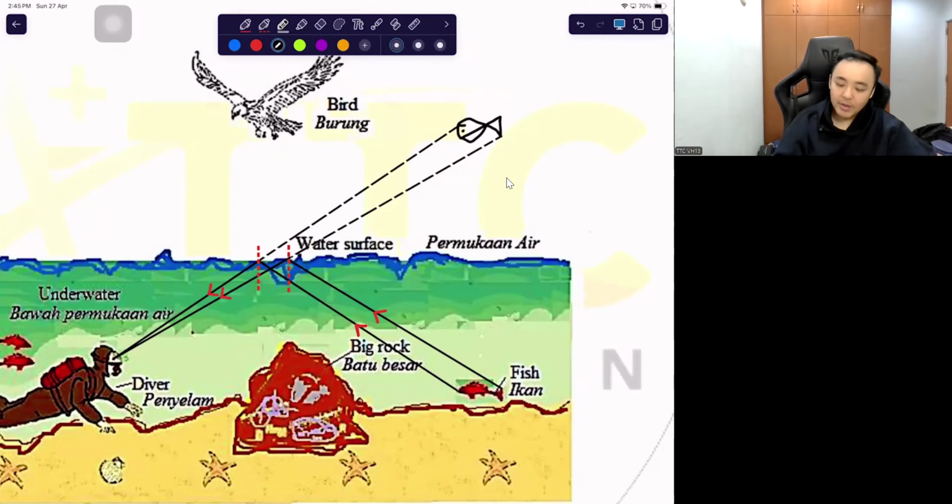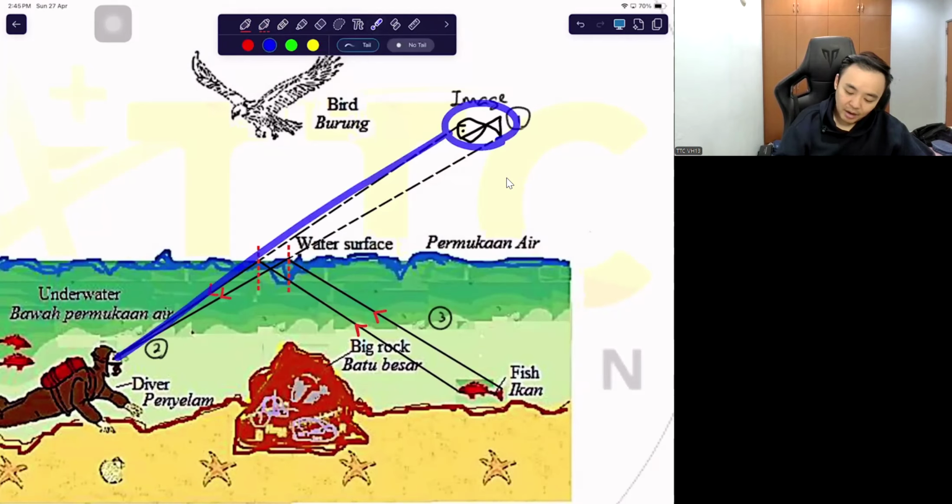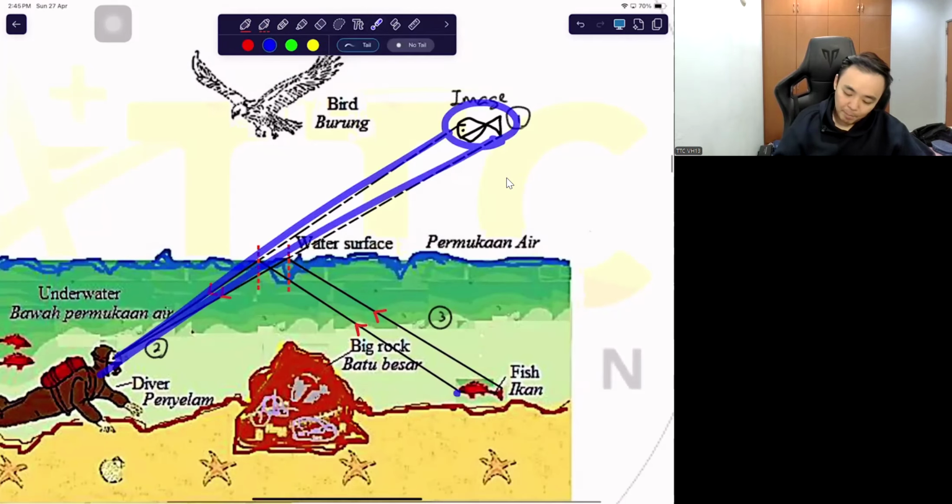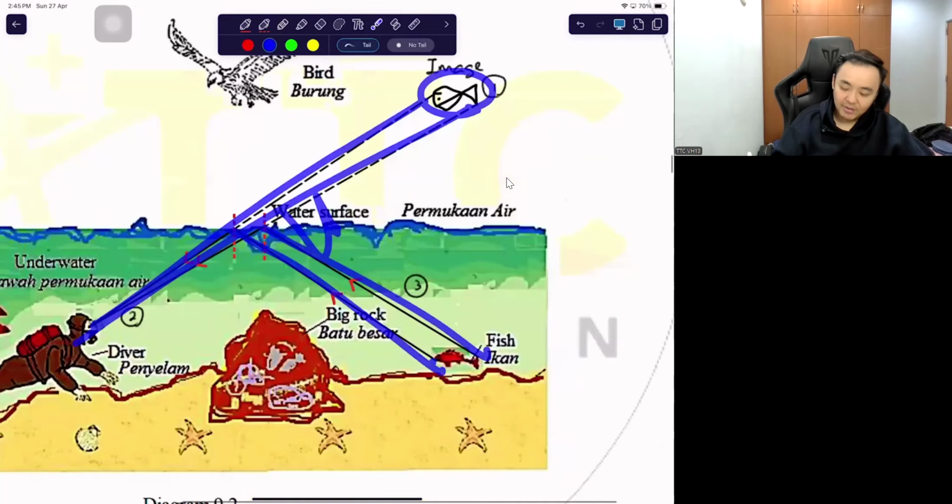Now, how to do this? Step 1, draw the image out first. The best is to label it, of course. Step 2, draw 2 lines to the eyeball, to the diver. Step 3, draw the light back from the fish. So always like that. Draw this one first and then two lines. After that, bounce back to the same place. Erase off all here, and the answer comes out.